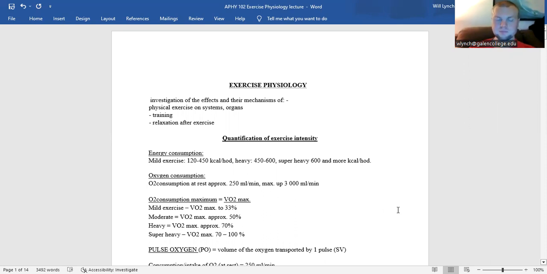Now this can be achieved in a variety of ways. This is simply a caloric definition. This doesn't have to do with anaerobic or aerobic intensities or modes of cardiovascular exercise, things of that nature.